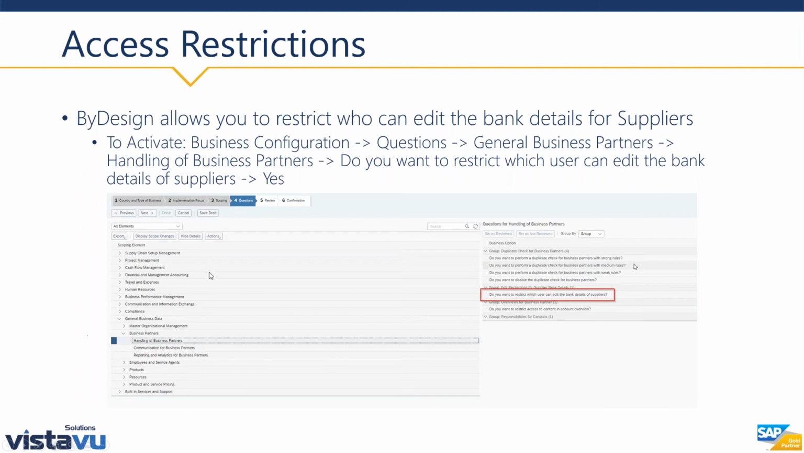So within the newer functions here, you can actually restrict who can edit specifically the bank details for the suppliers. And this again is in the general business configuration, in the questions under general business partners, handling of business partners. And so you'll see an option here: do you want to restrict which user can edit the bank details of the suppliers? And obviously you want to tick the box yes.